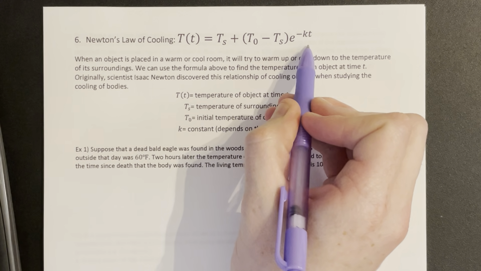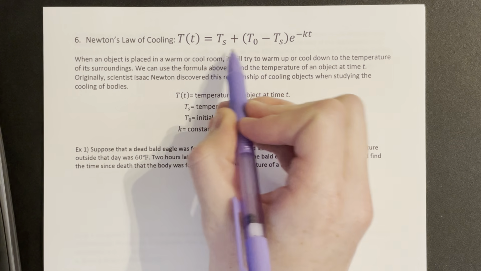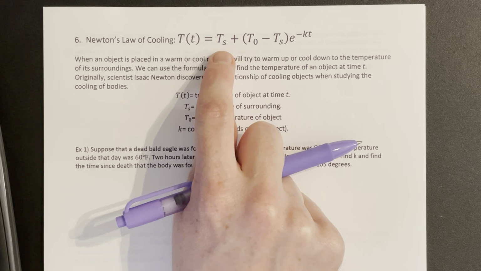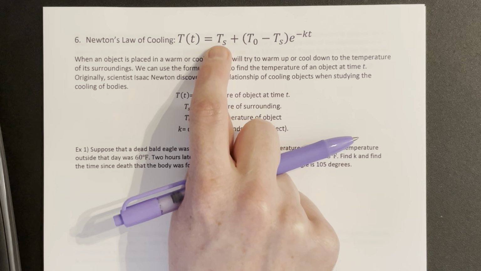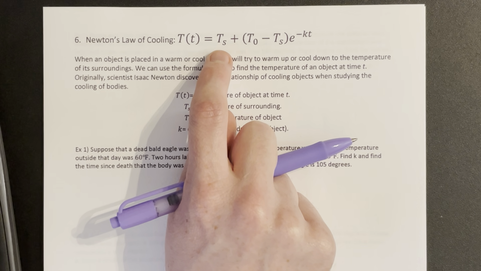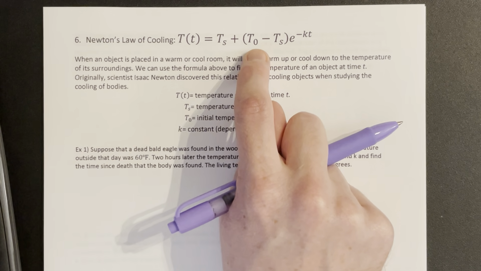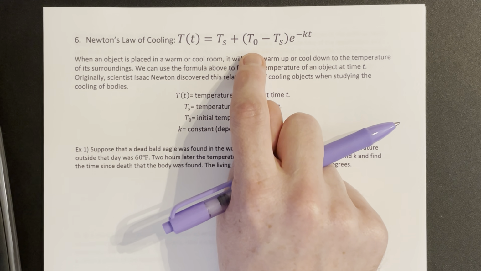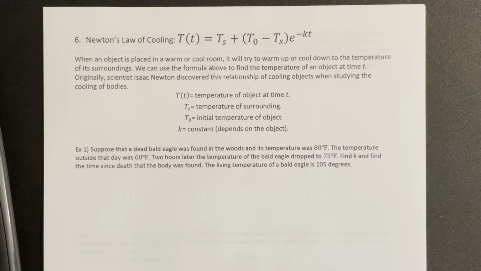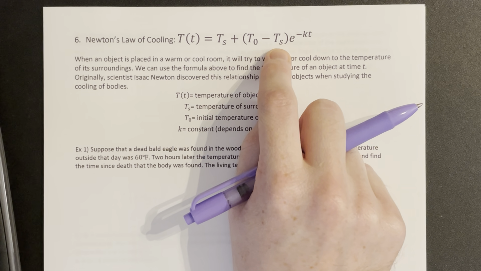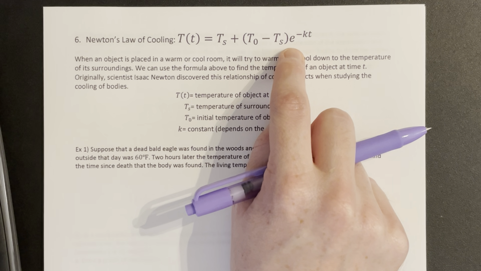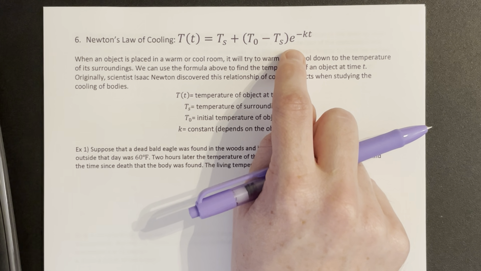If we break down what all these letters represent, T of t is just saying the temperature at time t. But T sub s represents the temperature of the surrounding area. So it's basically our outside temperature or the room temperature, whatever the surroundings are. T sub 0, that sub 0 is always going to be initial. So that's the initial temperature of the object we're talking about. Minus T sub s, the surrounding temperature again. E is always just e. It's not a variable in this case.